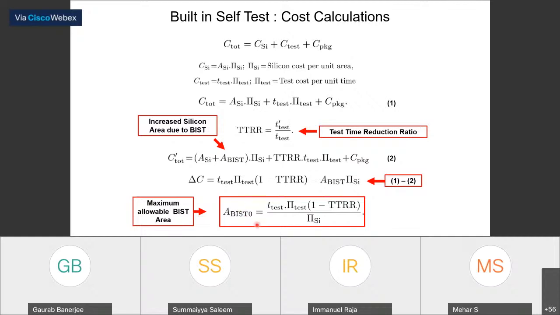This tells you this is the maximum allowed area that you can add to the chip with your built-in self-test circuitry. Because if you cross this, then you're actually losing money. You're losing money because you have made your circuits too big. And although you're saving on testing time, you have grown the silicon. So this is essentially your break-even point. This sort of summarizes the whole cost economics of this.